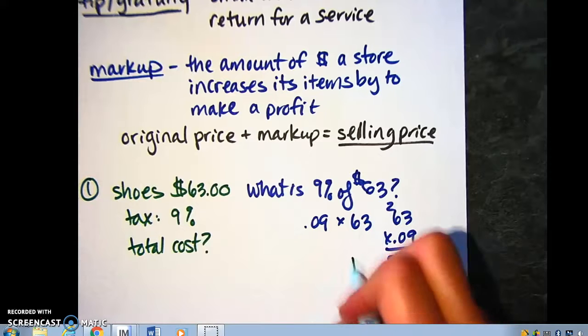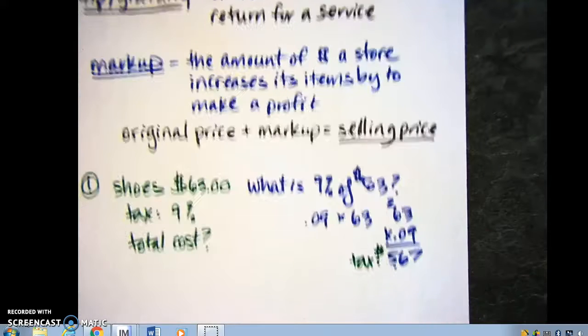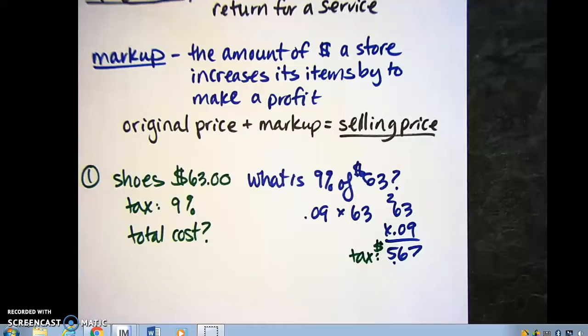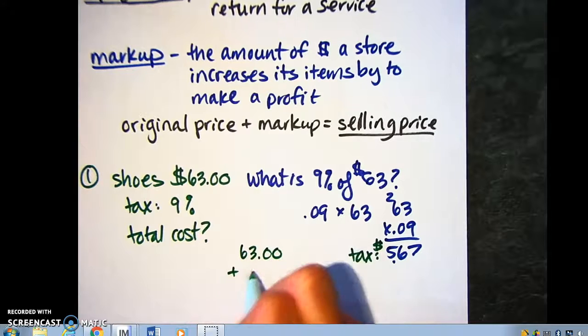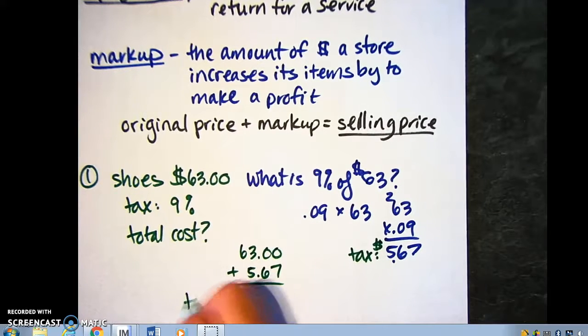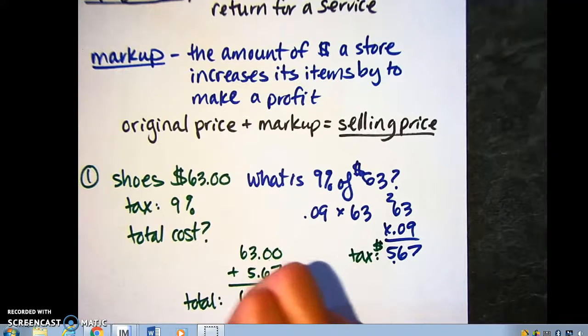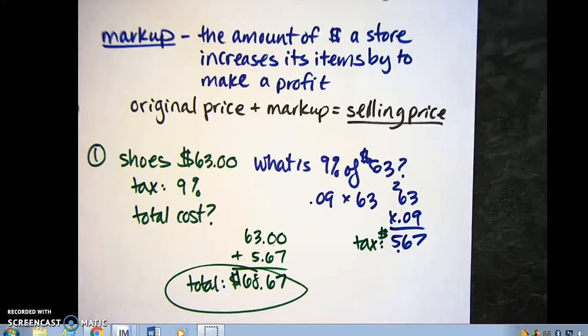This is not our answer. This is just how much we're paying in tax. To find the total cost, we need to take our original price, $63, and add the tax to find our total. $68.67. So whenever you purchase something, you need to think about what it's really going to cost you. Add on that tax first.